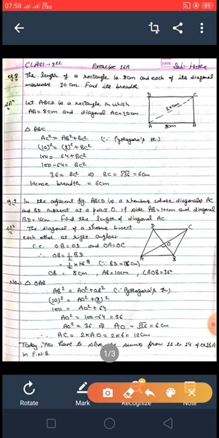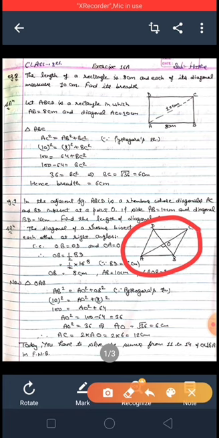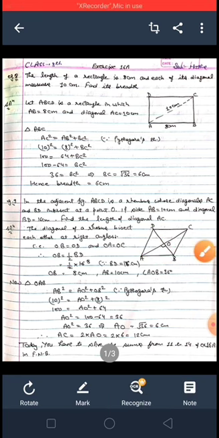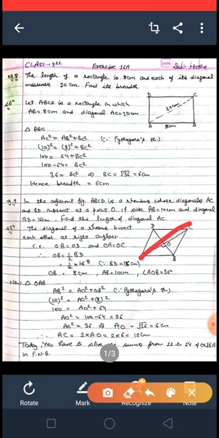Clear? Now example 9: in the adjacent figure, ABCD is a rhombus whose diagonals AC and BD intersect at a point O. If the side AB is 10 centimeter and the diagonal BD is 16 centimeter, we have to find out the length of the diagonal AC.